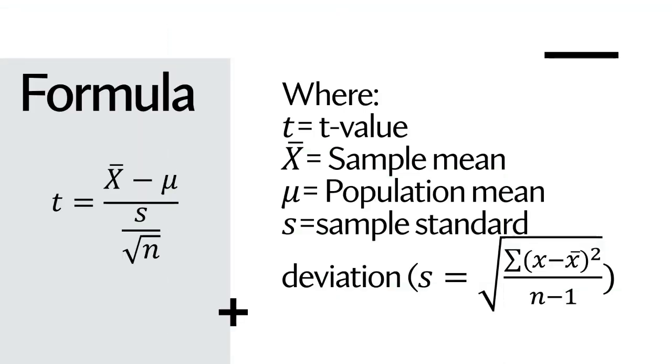Formula in finding the t-value of the t-distribution. We have t, that is the t-value, is equal to x bar, that is the sample mean, minus mu, that is the population mean, divided by s, that is the sample standard deviation, having a formula of s equal to the square root of the summation of x minus x bar squared divided by n minus 1, and divided by, back to the formula, s divided by square root of n, wherein n is the number of your sample.